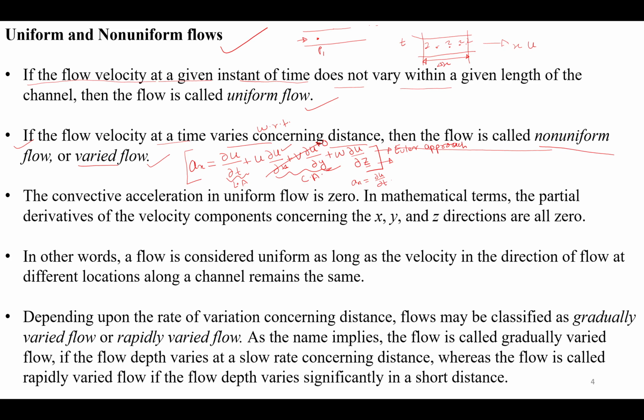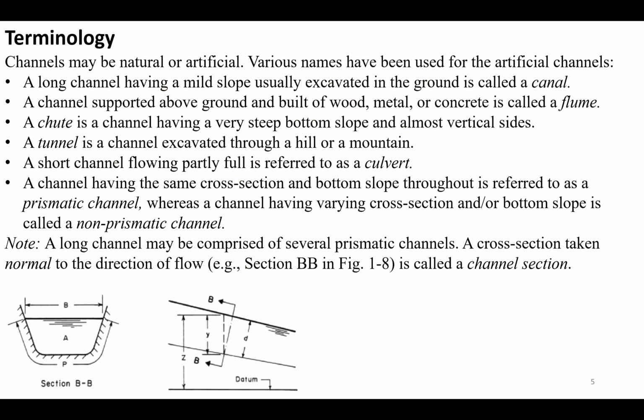So here it is written similar thing. In other words, a flow is considered uniform as long as the velocity in the direction of flow at different locations along the channel remains the same. So this is the definition.